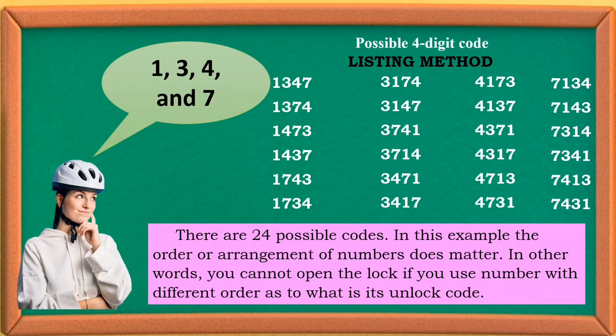There are 24 possible codes. In this example, the order or arrangement of numbers does matter. In other words, you cannot open the lock if you use numbers with a different order from its unlock code.